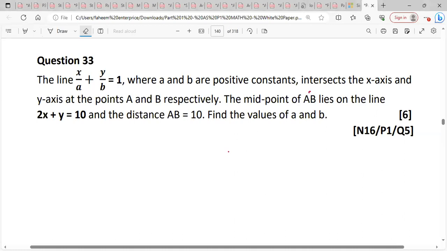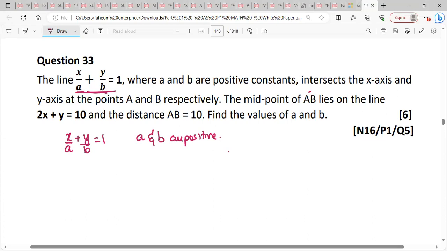Okay, question number 33. The line x upon a plus y upon b is equal to 1. What does it say? x/a + y/b = 1. Your a and b are positive, first thing. In such questions, we need to understand what the examiner is trying to say, and we need to act according to the requirement of the question.